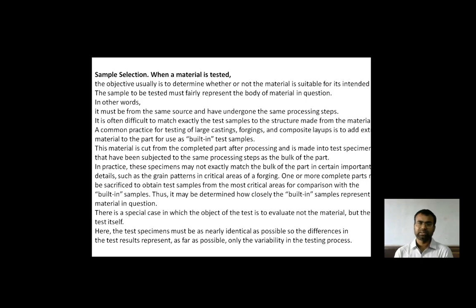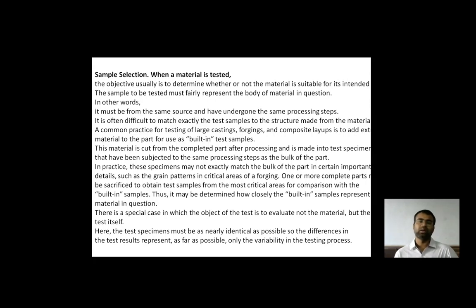Obviously sample selection is very important when a material is to be tested. The objective usually is to determine whether or not the material is suitable for its intended use. So the first and most important thing is to identify whether the material is suitable for the particular situation or not. The sample to be tested must fairly represent the body of the material in question, so the particular location of the material to be examined needs to be taken care of.